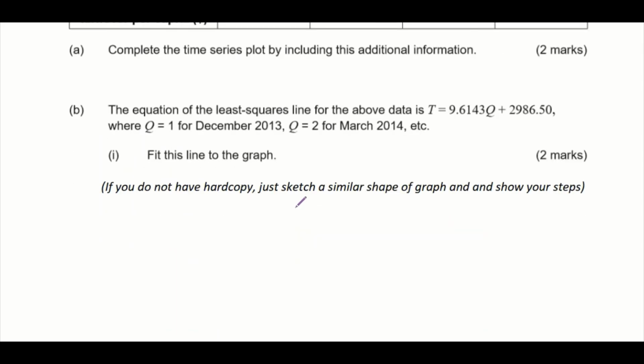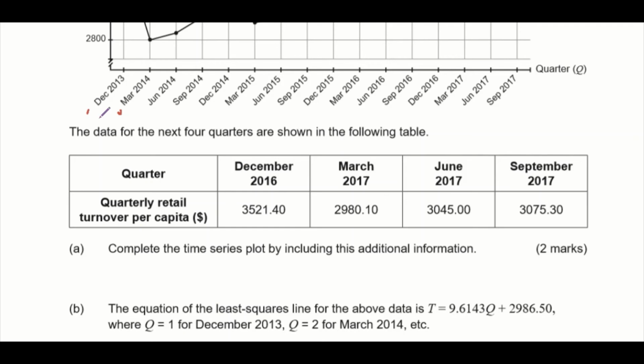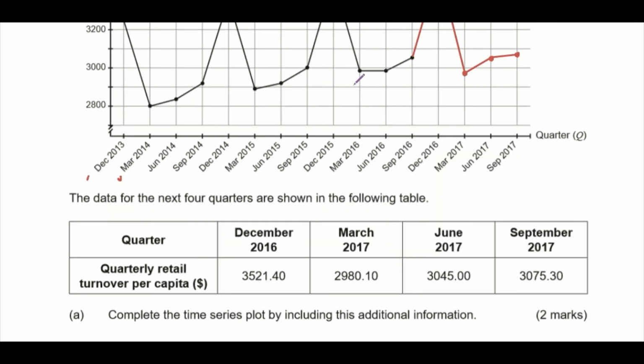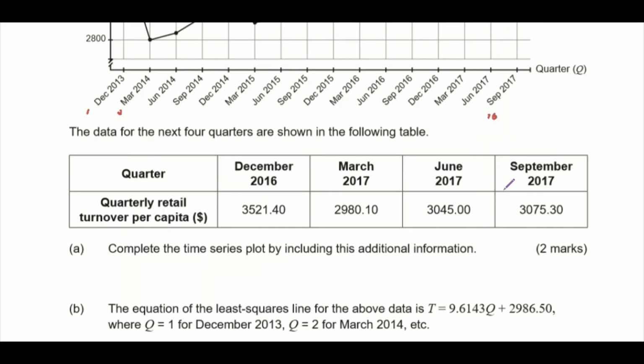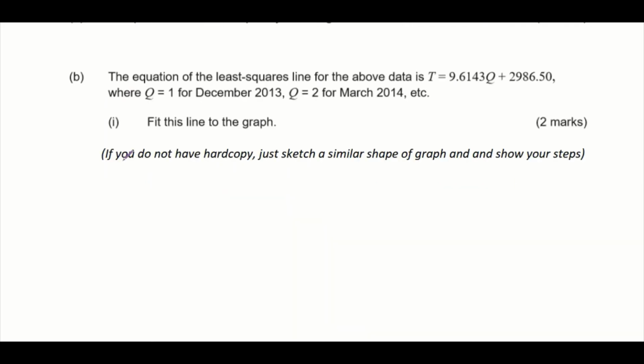Okay, so for part B, let's try to use the first point and last point. It will be easier for us to connect the line. So 1, 2, 3, 4, 5, 6, 7, 8, 9, 10, 11, 12, 13, 14, 15, 16. So later we are going to substitute 16 as well. Okay, so let's try to substitute the first one first. So when Q equals 1, we have T equals 9.6143 multiply 1 plus 2986.50.